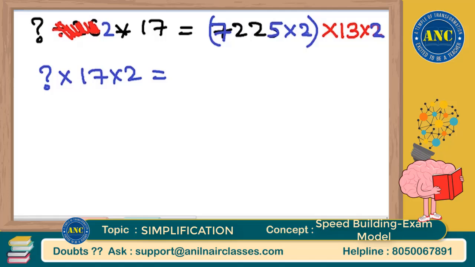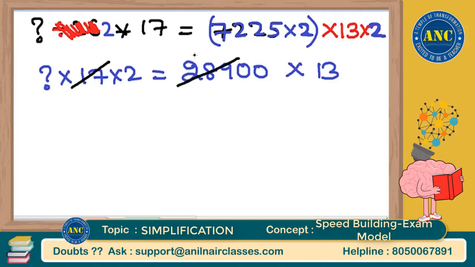7,000 into 2 is 14,000. 14,000 into 2 is again 28,000. 225 into 2 is 450. 450 into 2 is 900. So it is 28,900. Easily you will get it. Into 13 I will write it as it is. But I am sure that my students know what 17 square is. 17 square is 289. So 17 into 17 is 289, followed by 2 extra zeros.